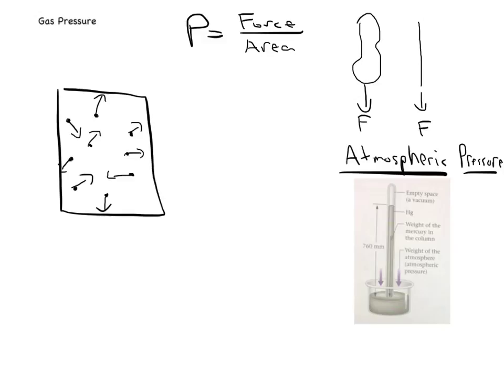Well, when we talk about a gas, if we have a container like this, we've got particles of gas inside. They're bouncing randomly. Some are bouncing against the wall here and here and here and here. They're exerting a force, and that force is occurring over the area of the container. And so there is a pressure inside of that container due to the gas.